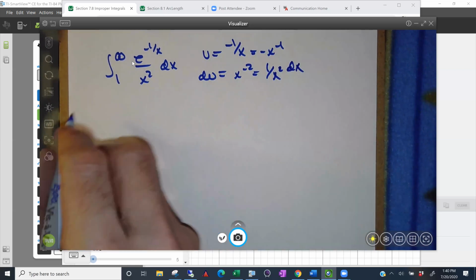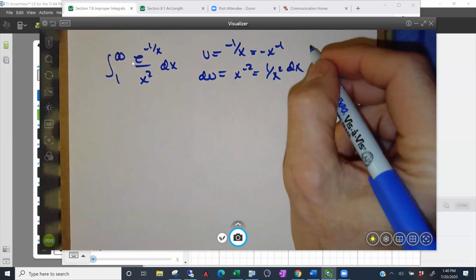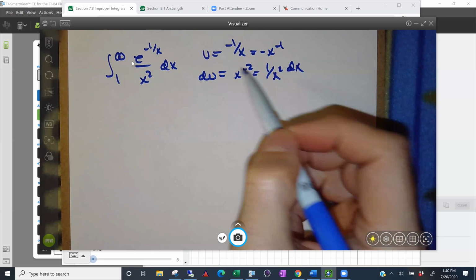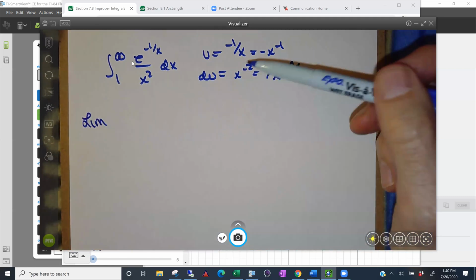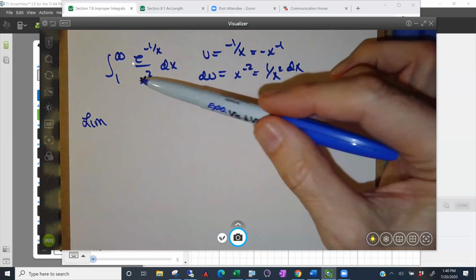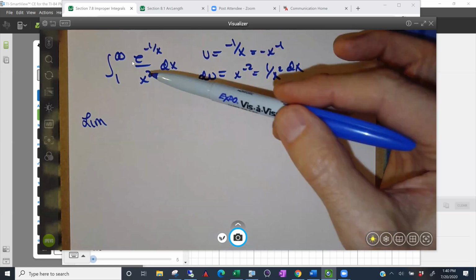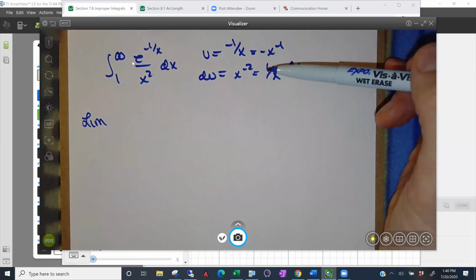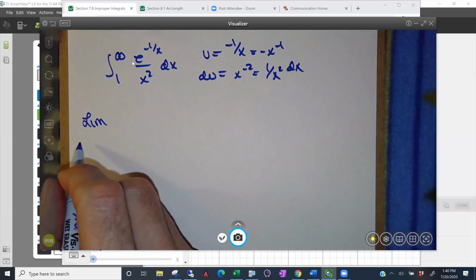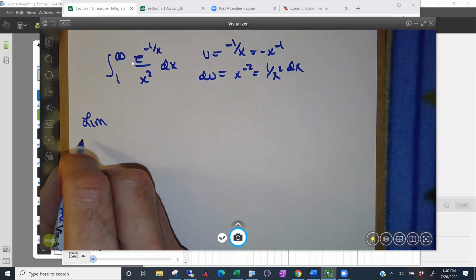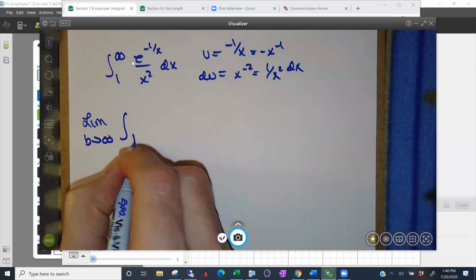So a couple things you should take care of. One is that when you do your substitutions, don't try and change the limits. Don't go from 1 to infinity anymore, because that's the limits for x. Just write a to b. And then when you're all done finding the antiderivative, go backwards. So this limit as b approaches infinity, and I'm going to hand it over to you.